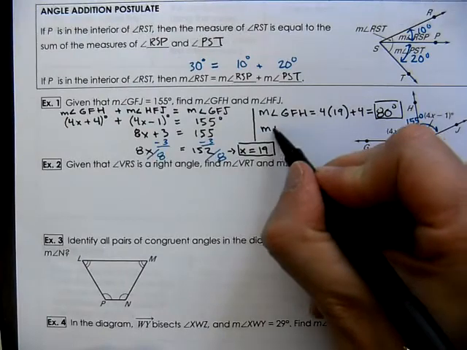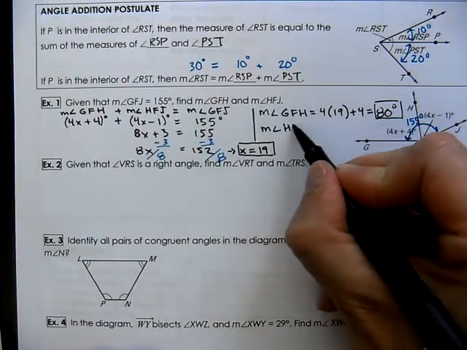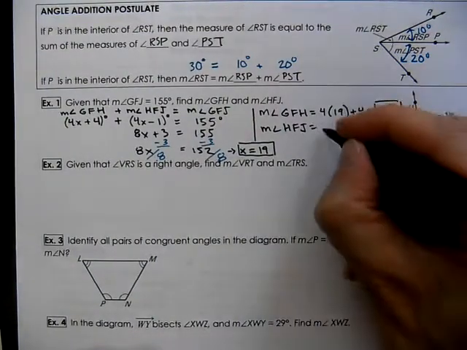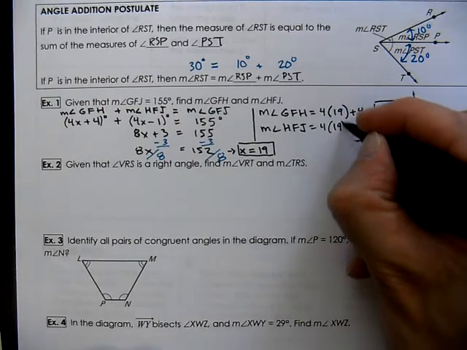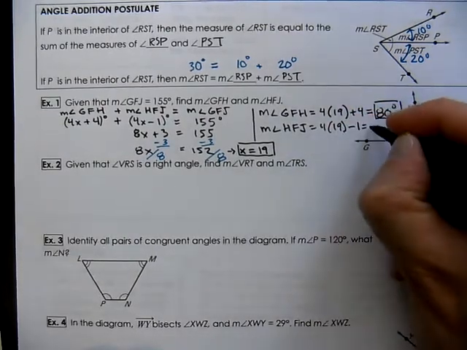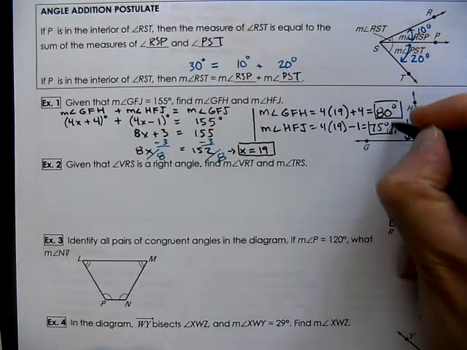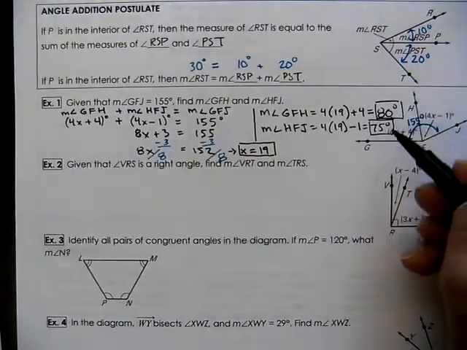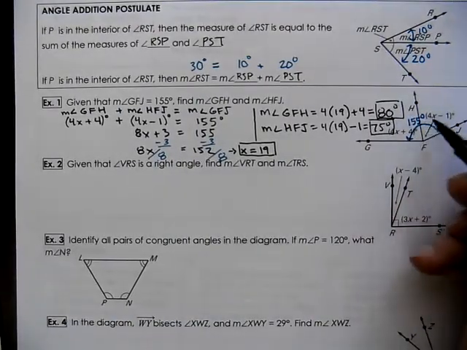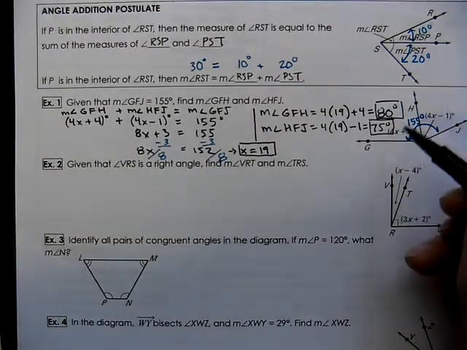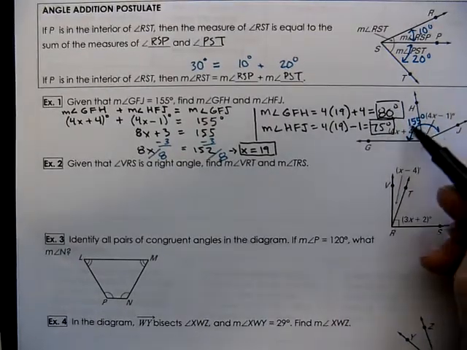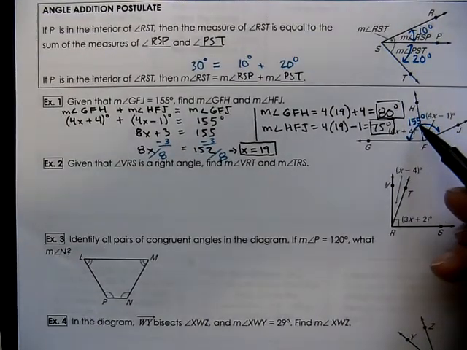And then the measure of angle HFJ, that's the angle on the right. That's represented by the 4x minus 1. So 4 times the value of x, which is 19, minus 1. Again, my calculator gives me 75. Now think for a moment. We're using the angle addition postulate. We're saying that these two angles should add up to the total. So do a quick check. Is it true that 80 plus 75 adds up to 155? And it sure does. So that's how we know we did the problem correctly.